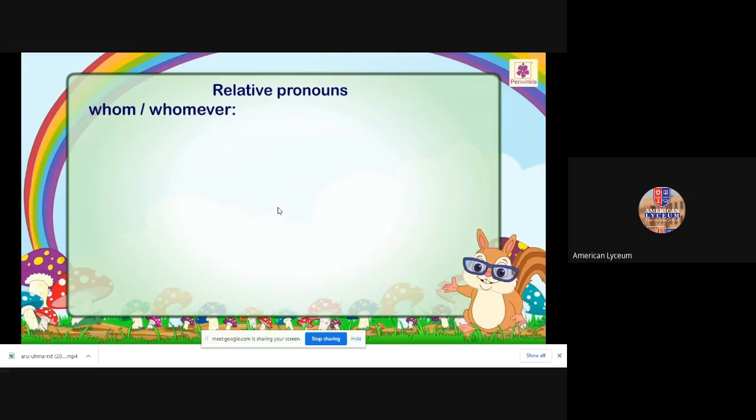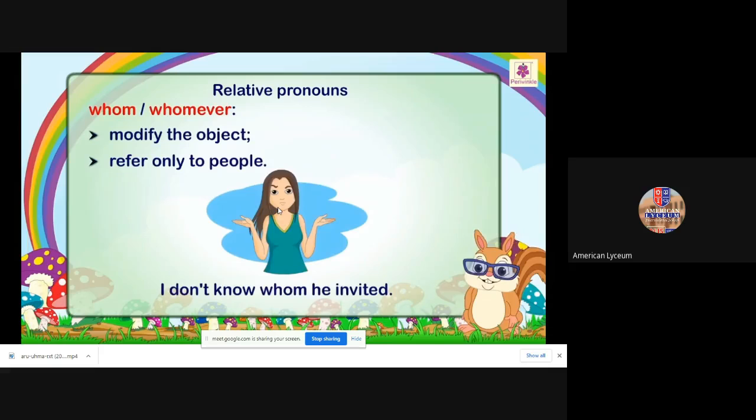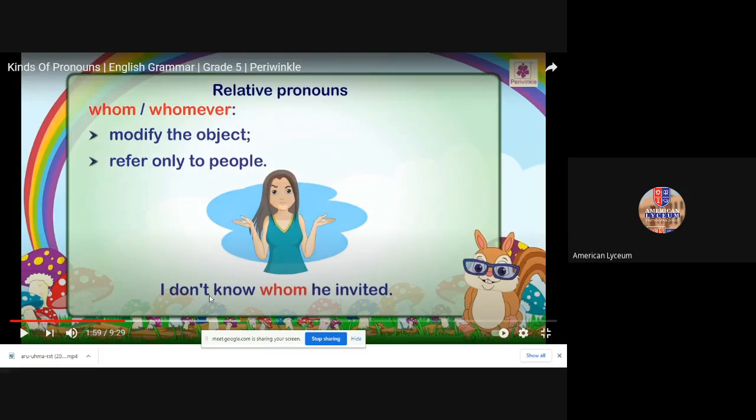The relative pronouns whom or whomever modify the object and refer only to people. For example, I don't know whom he invited. So, this is a relative pronoun example. I don't know whom he invited. So here, I don't know whom he invited. Whom is the relative pronoun that is modifying the object and refers to people.